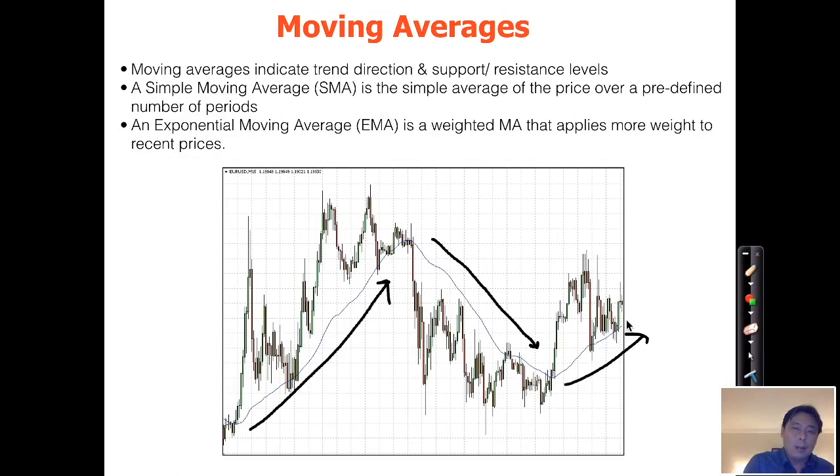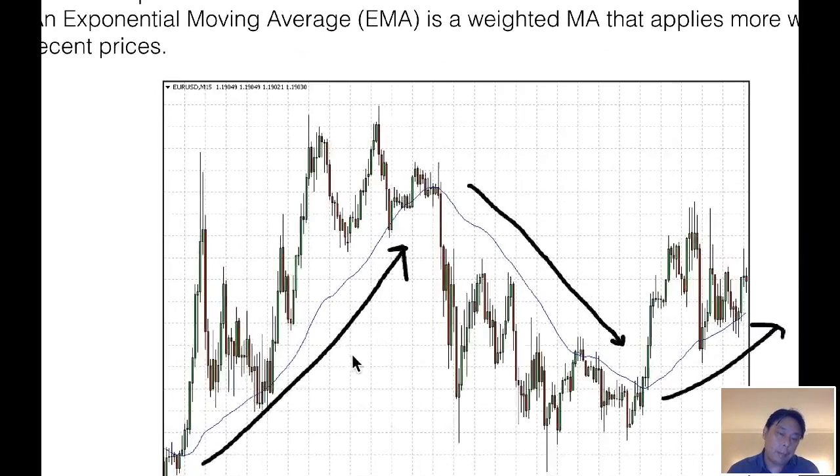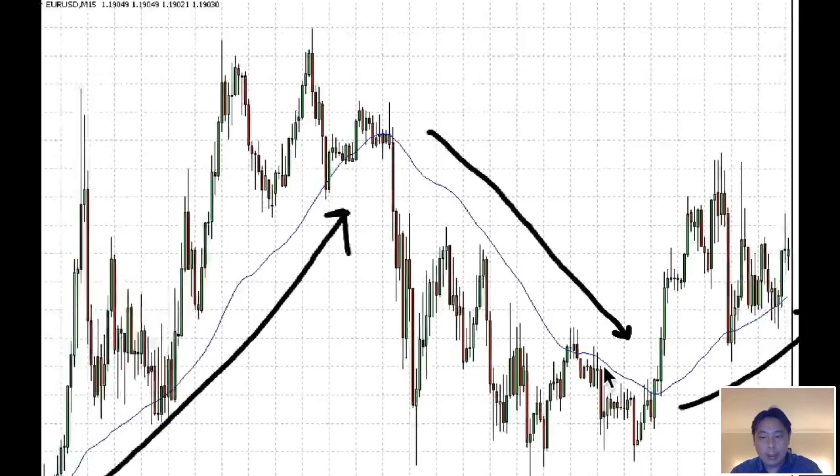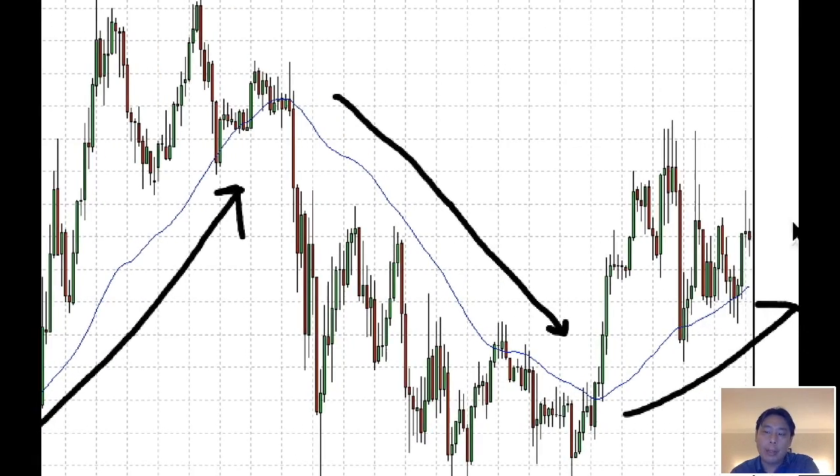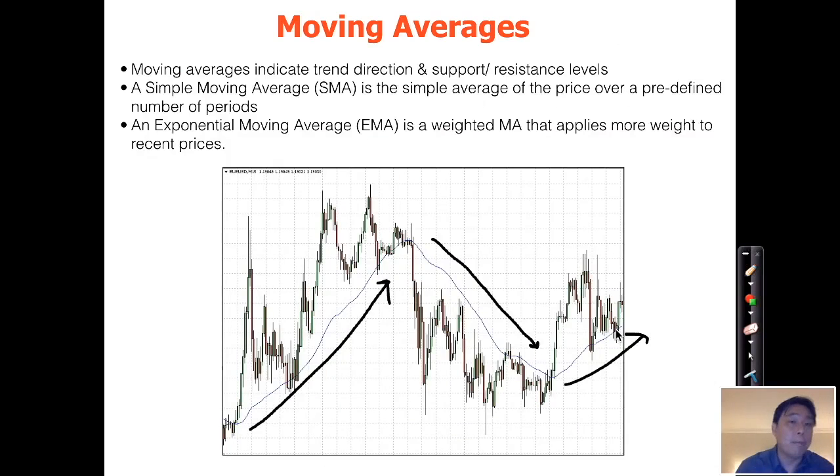Next, on an uptrend, the moving average acts as a support level. So you can see it acts as a support. Can you see that? Support, support, support, until it breaks the support, and then it becomes kind of like a resistance. Can you see the moving average becomes a resistance when it's on a downtrend, and on an uptrend again it becomes a support. Okay, so moving averages are really important.